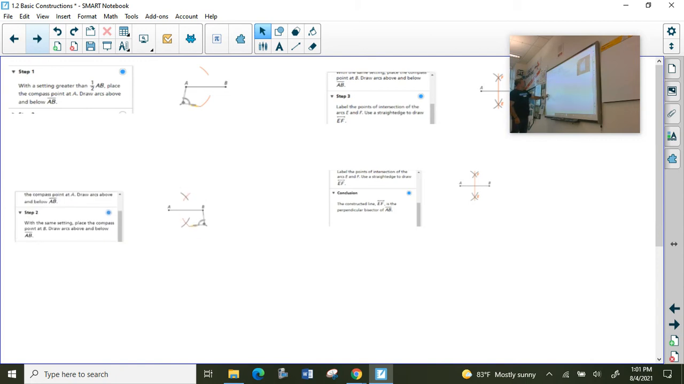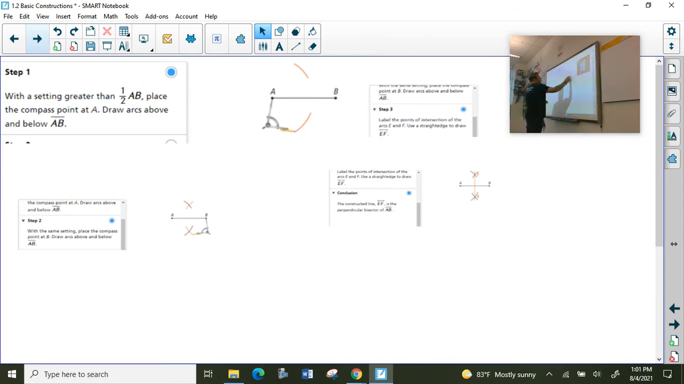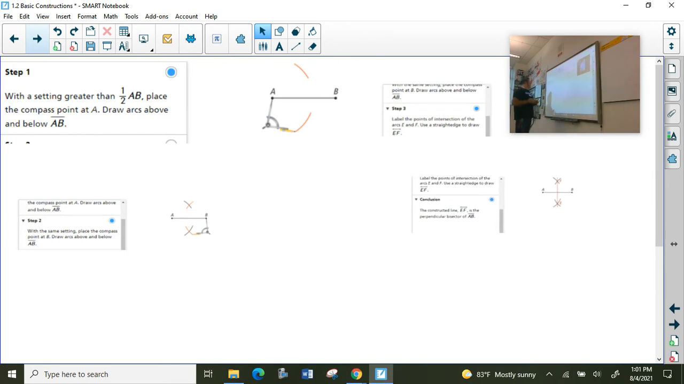So again, we have step one. Notice what step one says. You're going to want to set the compass. Now write the steps down again, okay? Set the compass between A and B, but it has to be greater than half. Okay, it has to be greater than half of it. You've got to go over the halfway point, anywhere over the halfway point. And you're going to draw an arc from A.